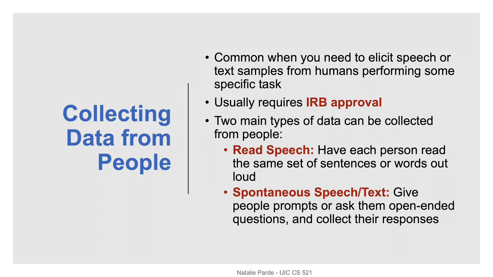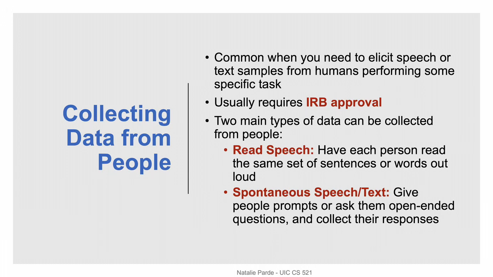It's common to collect data from people when you have some specific need that isn't easily met through the use of secondary data. Perhaps you need spoken or written language data from a particular demographic group, or that conforms to a fixed set of specifications. Collecting data from people typically requires IRB approval, which can be time-consuming, so it's good to get started early rather than leaving it to the last minute and potentially delaying your project.